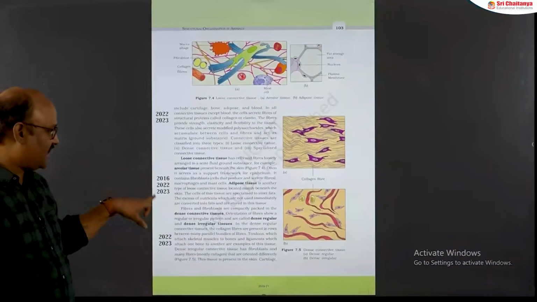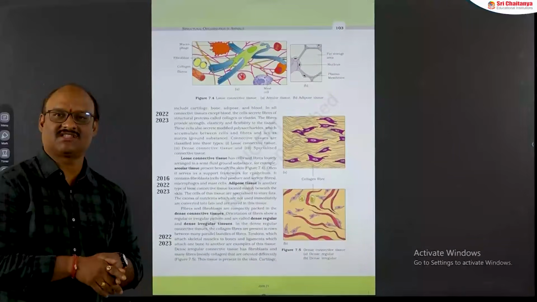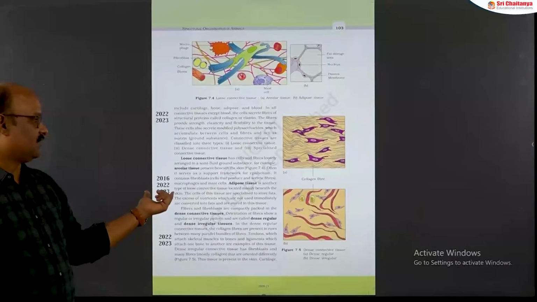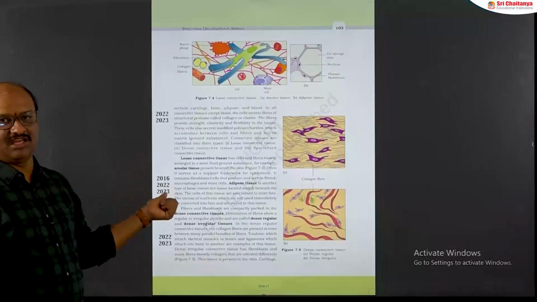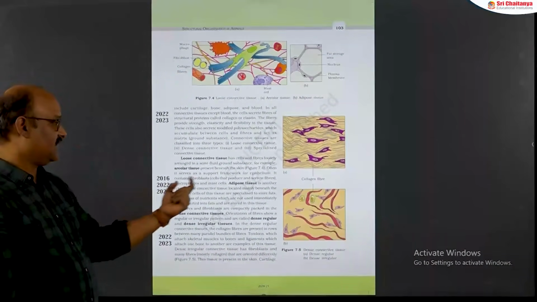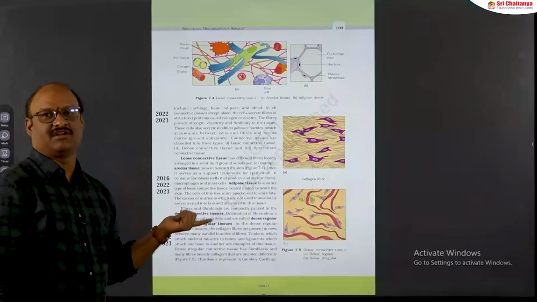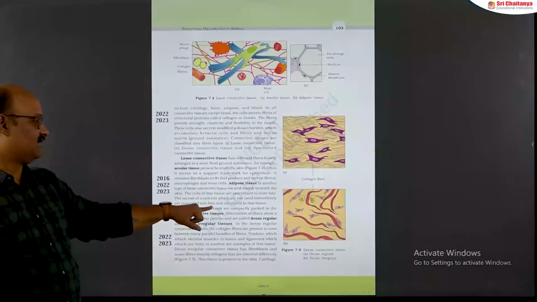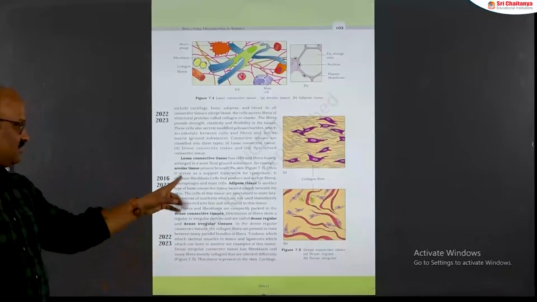And in this next paragraph, the loose connective tissue, as we have discussed, areolar tissue as well as adipose tissue. Areolar tissue is the main support framework for the epithelium. There was a question on the areolar tissue, based on the mast cells. Then adipose tissue, which is responsible for storing fat. Excess nutrients are converted into fats and stored in this tissue. There was a question on this.